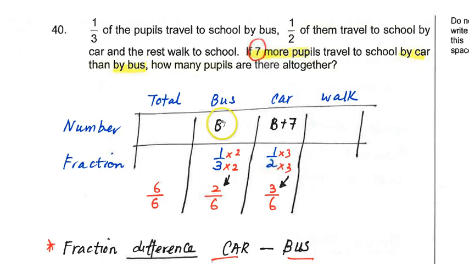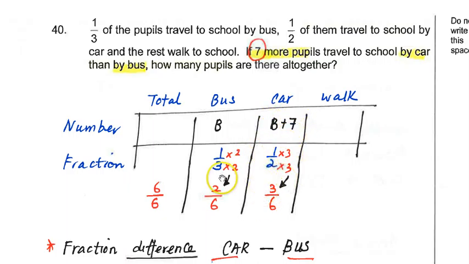B will represent the number of pupils who travel by bus. We do not know what number it is, but it is just this. Then over here, car is B plus 7. It means car has 7 more pupils than the number of pupils who travel by bus. B means bus number. We do not know what number. Over here is plus 7, the number of people who travel by bus, plus 7.